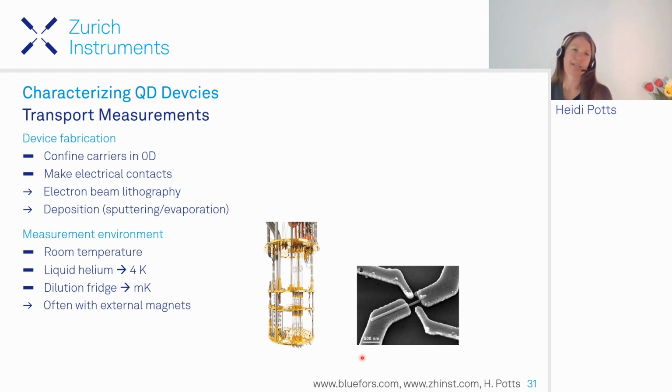As a next step, you then have to choose the right measurement environment. As Jelena already said, this is very important because the quantum dot levels, like the energy spacing between the different levels, is on the order of milli-electron volts. And so you have to cool down the device to be able to resolve these individual levels. You can do this either using liquid helium, which brings you down to 4 Kelvin, or you put your sample in a dilution fridge as shown here.